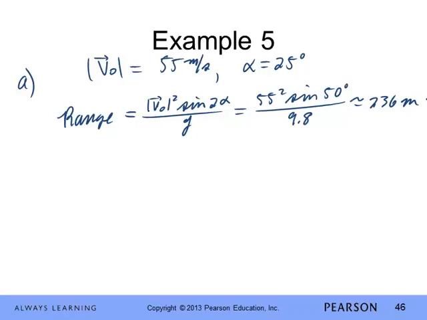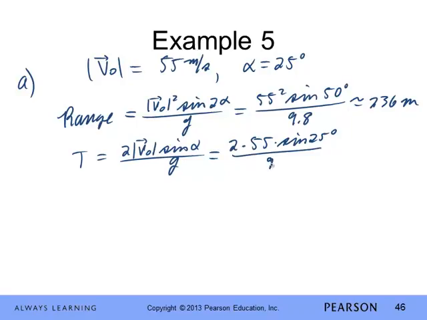They're asking, when does it land? As in time of flight, huh? So the time of flight is 2 times the initial speed times the sine of alpha over g. So again, it's a matter of plugging in the numbers. 2 times 55 times the sine of 25 degrees over 9.8. And that's about 4.7 seconds. So there's the time of flight, and there's the range.